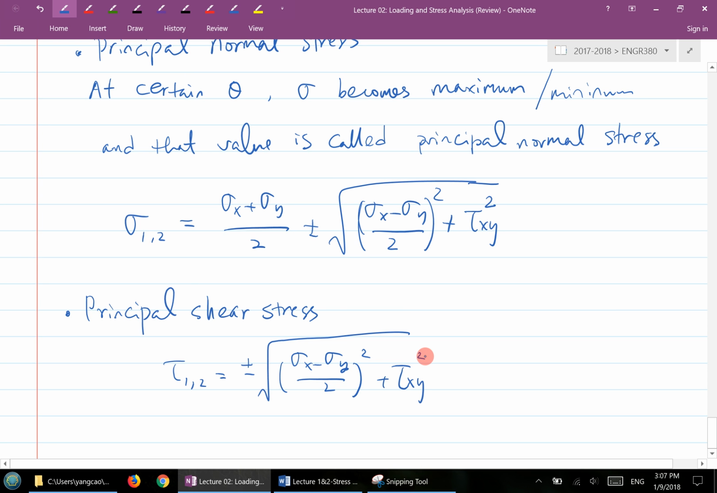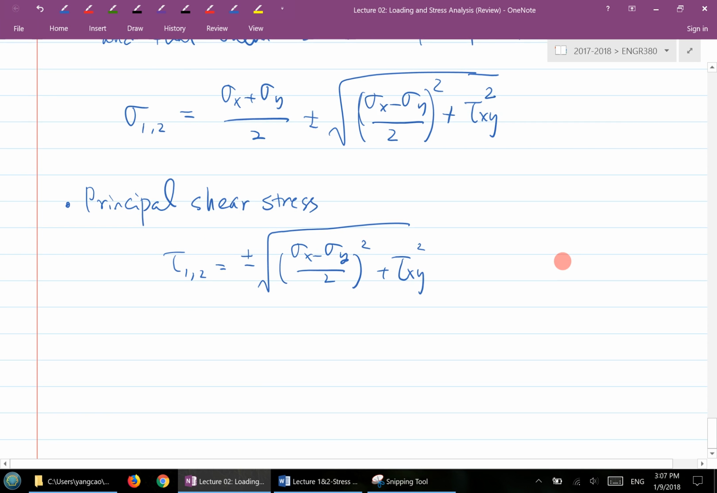Any questions so far? Okay, so now the next point: how can we visualize this whole thing? How can we obtain a value other than the principal normal stress or principal shear stress? How can we interpret this rotational idea? This is essentially a transformation idea, and that's where the so-called Mohr's circle helps immensely in understanding the transformation from one state to another state.